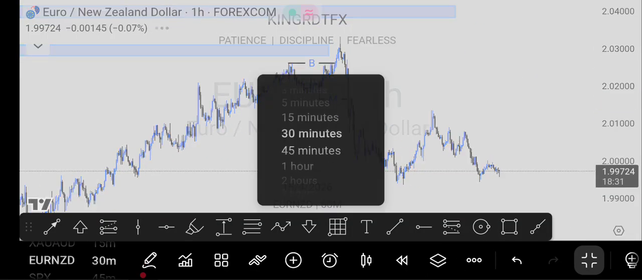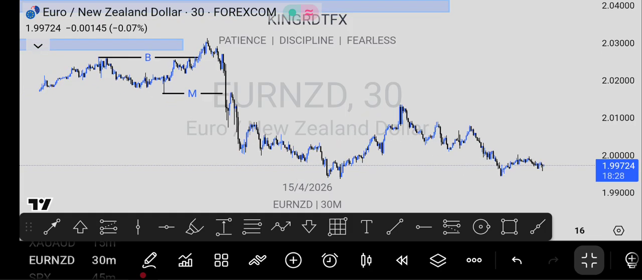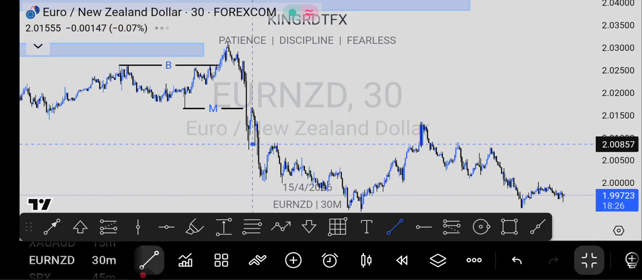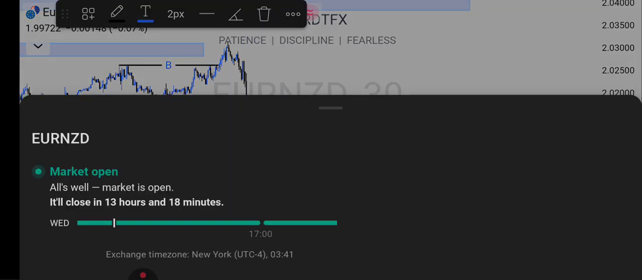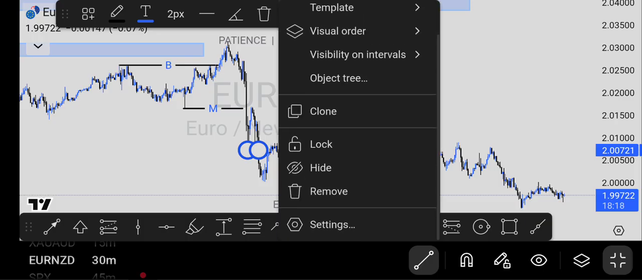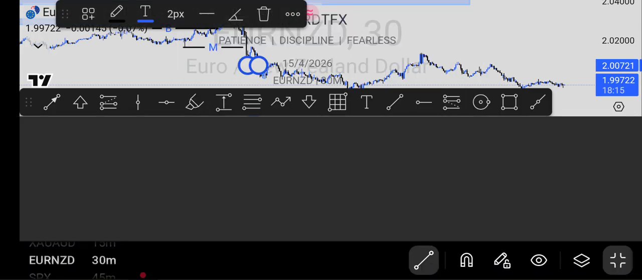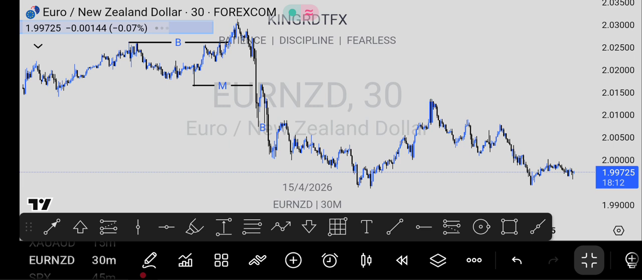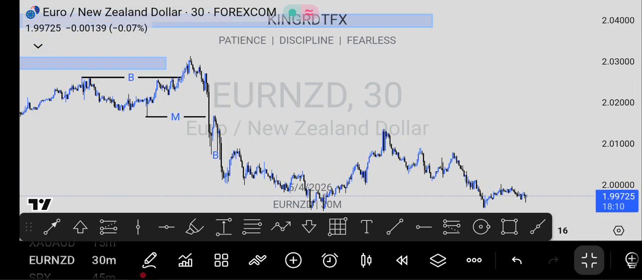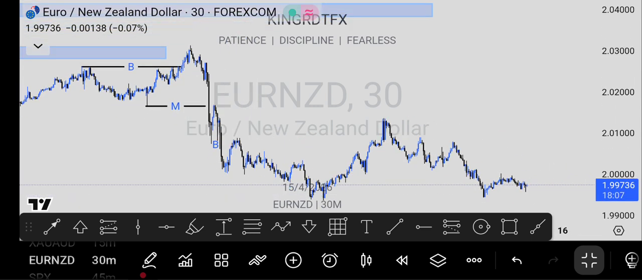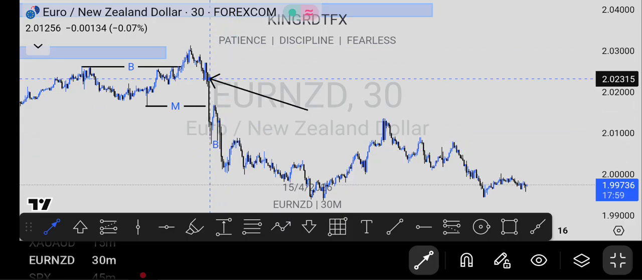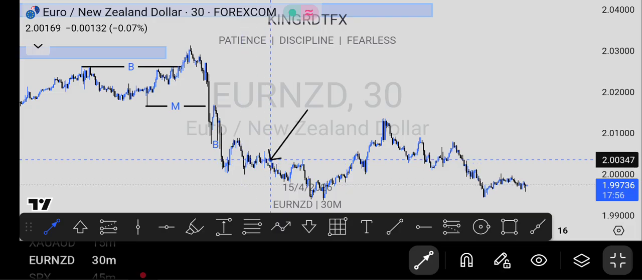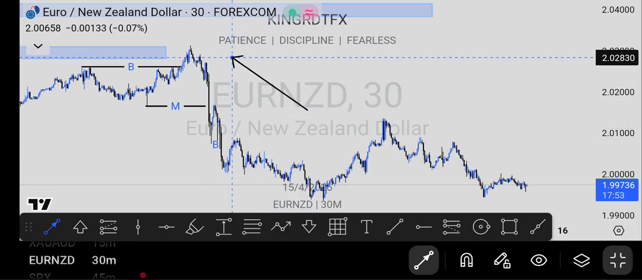And when you go to your 30 minutes, I just want to show you something. You will see we have another break of structure here. We have another break of structure here. So because the sellers are in control, you see this strong move right here to the downside shows that the buyers lost control and the sellers are in control.